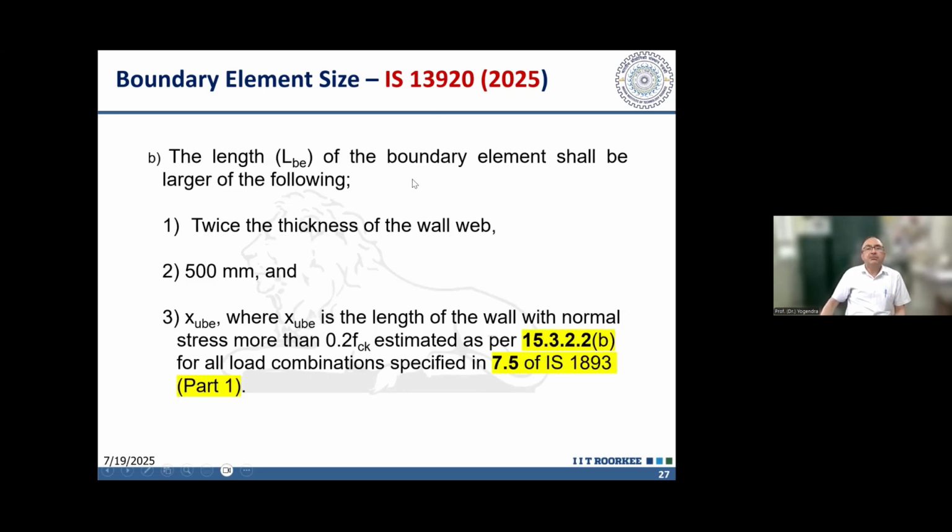Then regarding the length of the boundary element, the revised code has 3 clauses. It has to be equal to twice the thickness of the web and 500 millimeters, and equal to the length within which the nominal stress is more than 0.2 fck. This clause already exists in the current code also. And along the height, if it is reduced below 0.15 fck, at that location we can perhaps terminate.